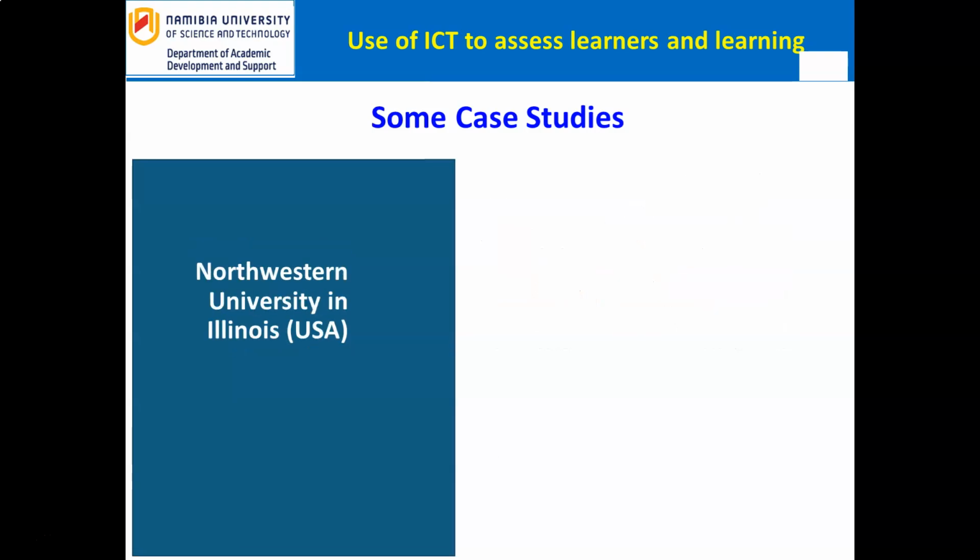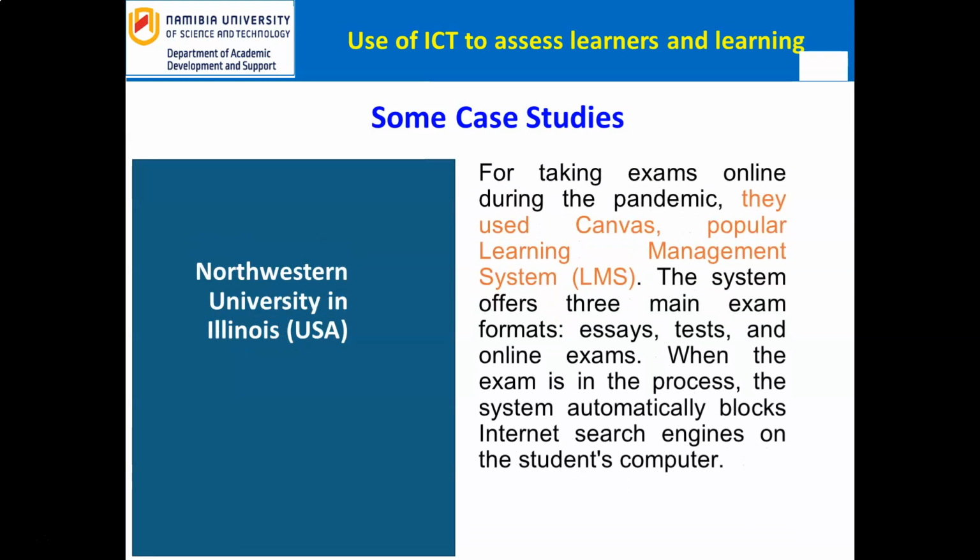Northwestern University in Illinois, USA. For taking exams online during the pandemic, they used Canvas, a learning management system popular in many American universities. The system offers 3 main exam formats: essays, tests, and online exams. When the exam is in the process, the system automatically blocks internet search engines on the student's computer. Also, academics use project assignments to certify students, like they do in Russia.